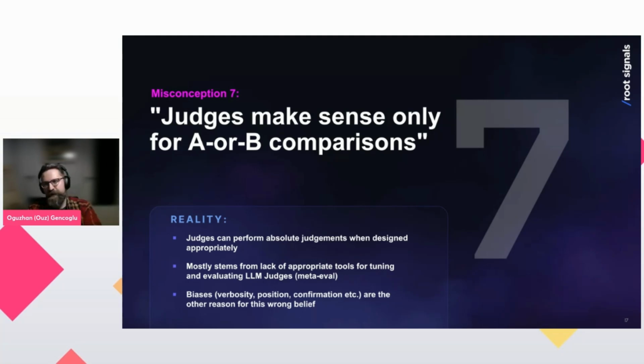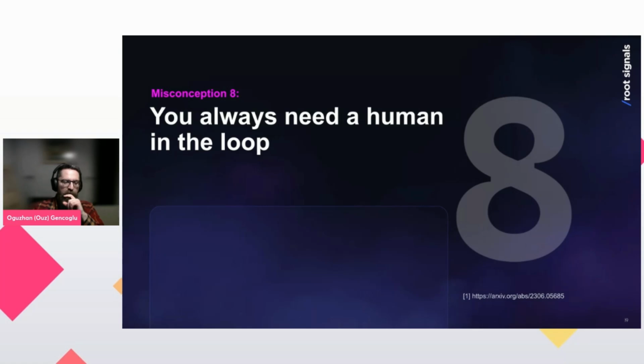And secondly, these judges, of course, have biases. For example, verbosity bias. They tend to evaluate long text with a much higher score than short text, and they have position bias and confirmation bias and things of that sort. Because people don't know how to measure and unbias these judges, they also jump to the conclusion that judges only make sense for relative comparisons. But this is not actually true.